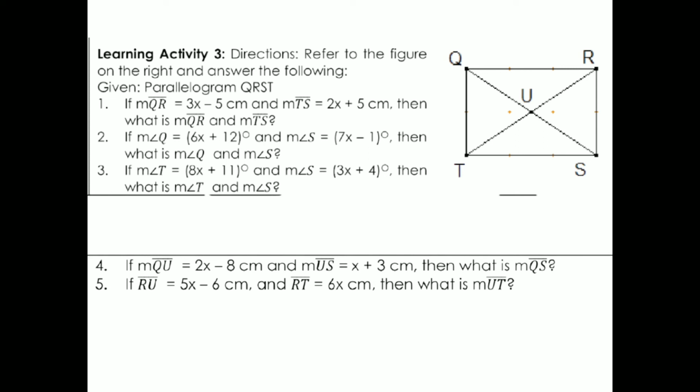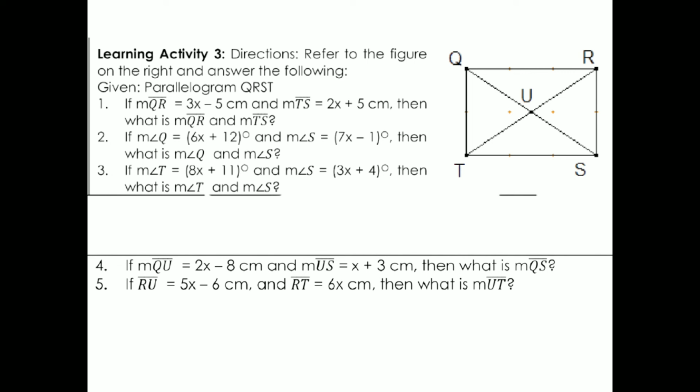49 degrees. So, sa number 4 naman, if QU, that is part of the diagonal QS, QU is 2x minus 5 centimeter and US is equivalent to x plus 3. Then what is the value of QS? So madali lang to. So kunin lang natin. So since yung QU at saka yung US is pareho ng length, equate lang natin to equal. So magiging 2x minus 8 centimeter is equal to x plus 3. So makukuha nating value is 11.